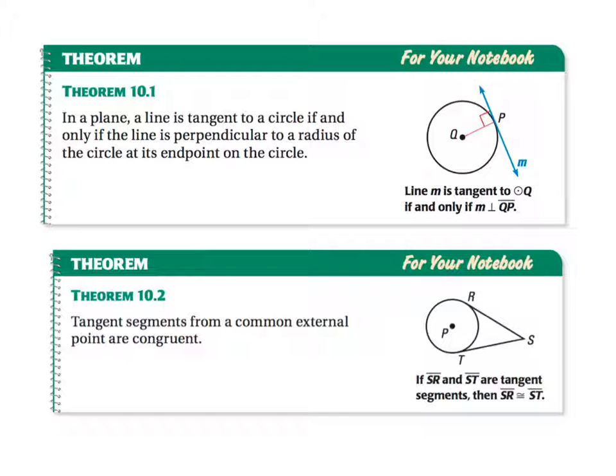And theorem 10.2 says tangent segments from a common external point are congruent. So this is kind of vague, so let's break it down. It says tangent segments, so we have 2 segments that are tangent to the circle here at R and at T, and they have a common external, so on the outside point, so that's point S. As long as that happens, we can assume that RS is congruent to TS.